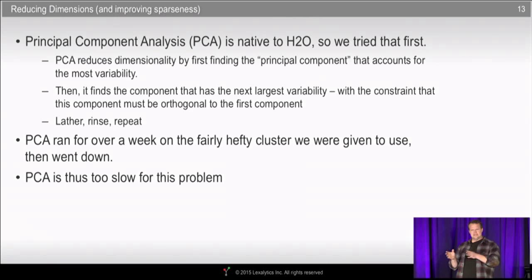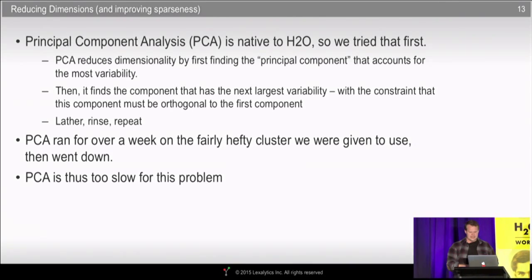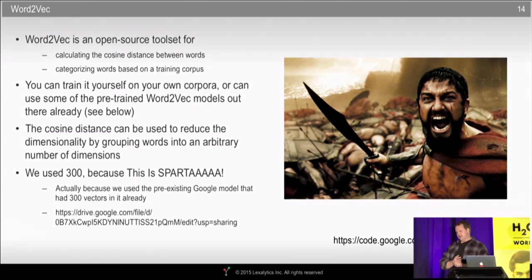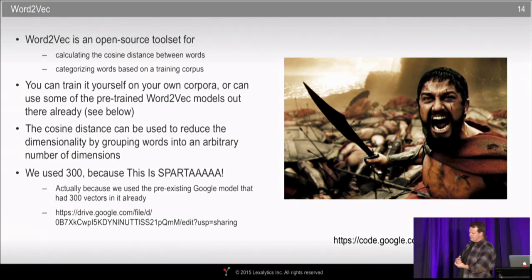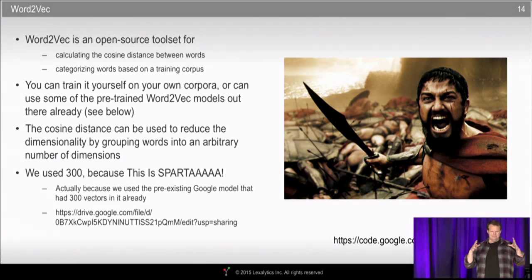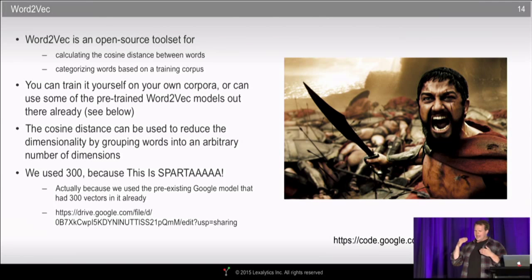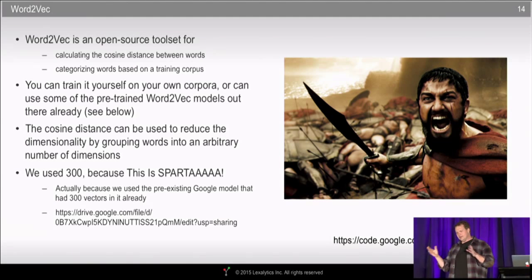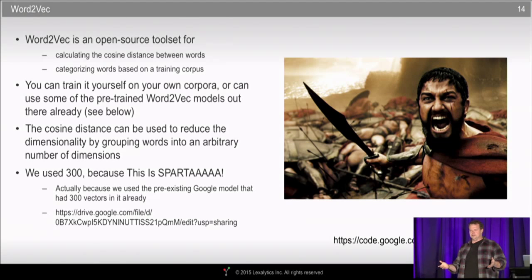But we just wanted to get over this particular hump. And so what we decided to say is, let's try something that's getting a lot of buzz and press right now. So Word2Vec. It's an open source tool set for really understanding probabilities of words occurring together. As you calculate the distance between the words, based on a whole training corpus, it allows you to say, okay, these things are probably going to belong together.